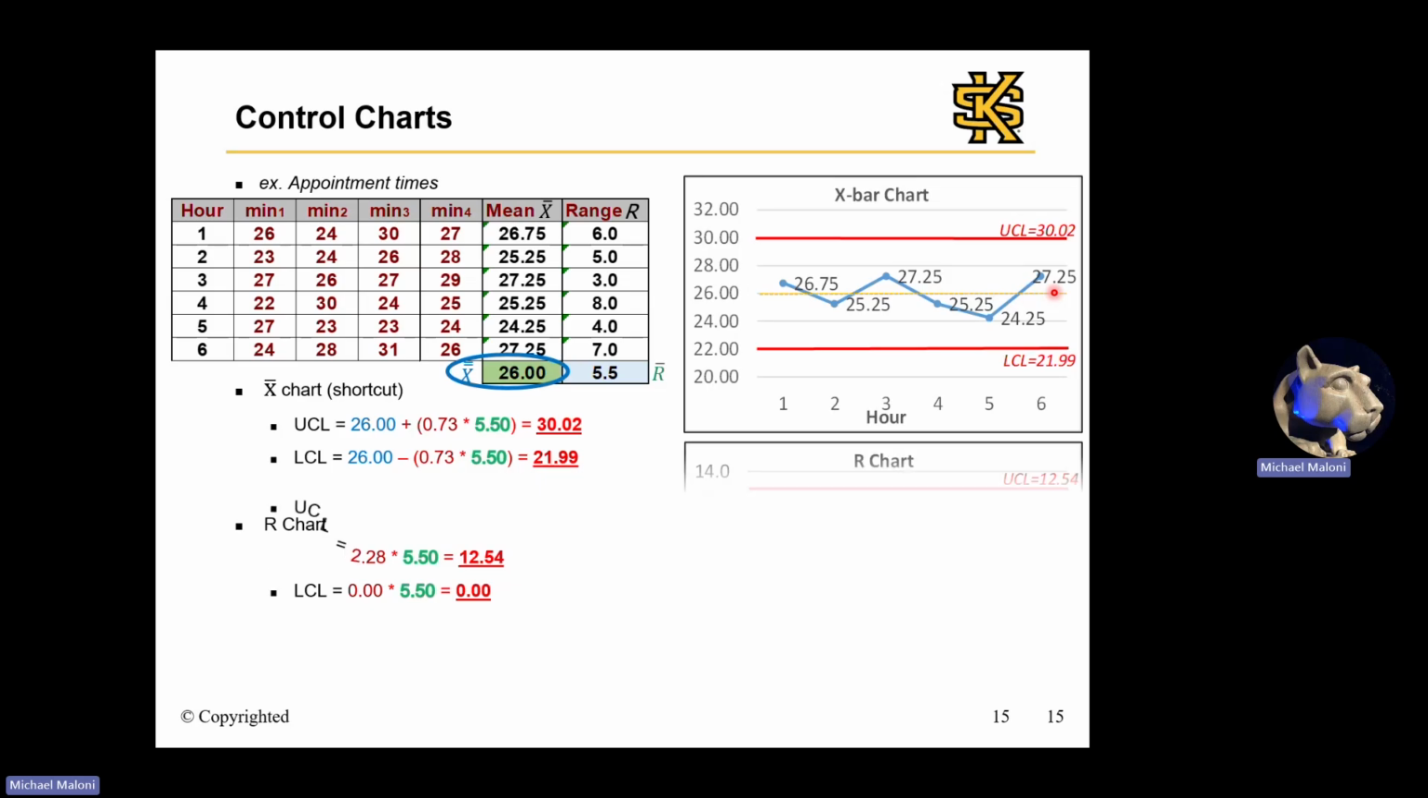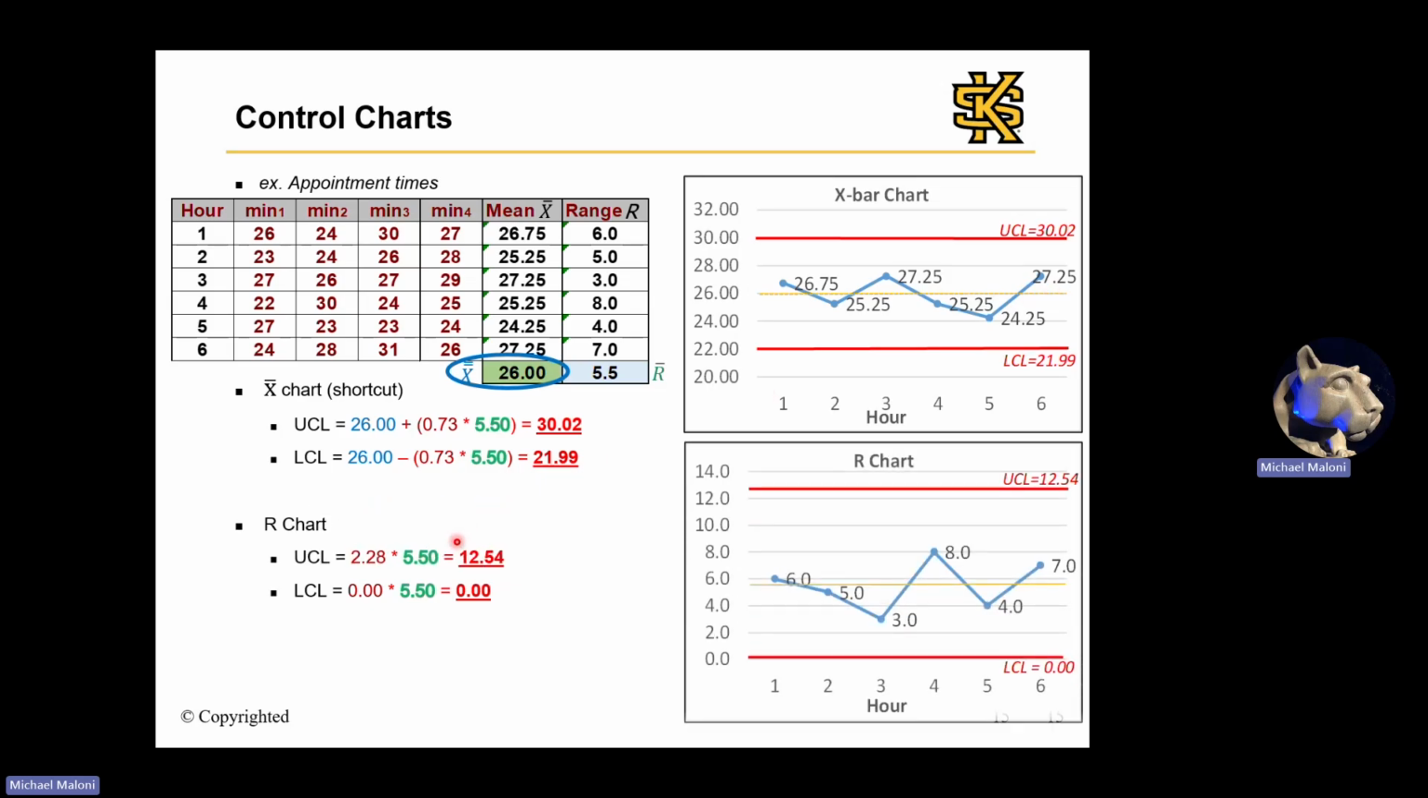And the R chart will be similar. We have our upper control limit at 12.54, and then we have our center line here at R bar, which is 5.5, and then we have our lower control limit, which is 0. And then we'll just plot our R's, 6, 5, 3, 8, 4, 7, relative to the upper and lower control limits, and then that center line.